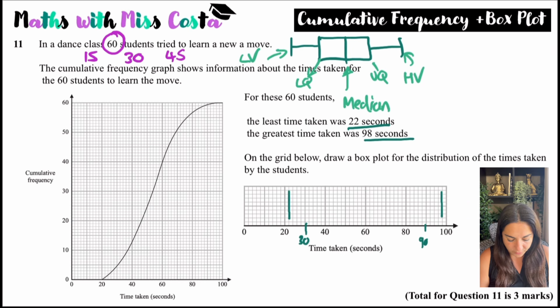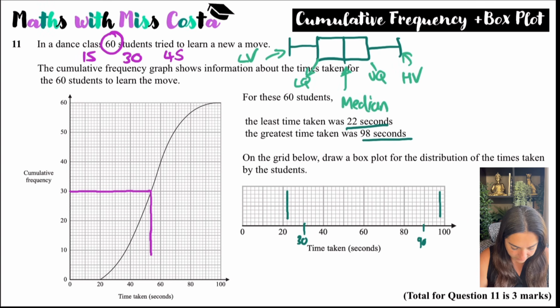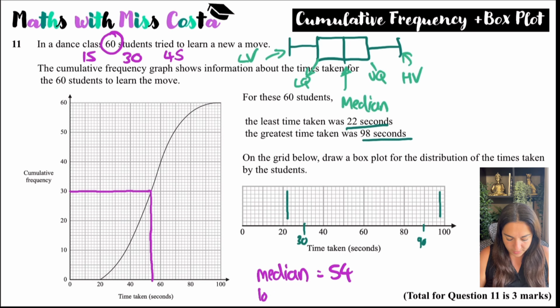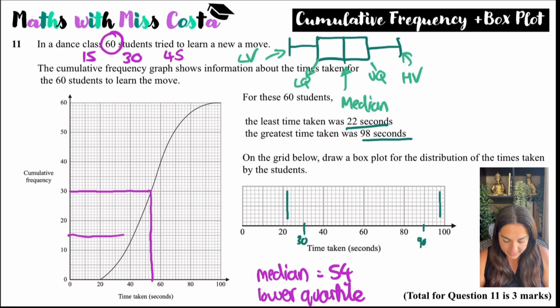So I'm going to read from 30 along my cumulative frequency, go to the graph, and then go down, and that would be 54. So I know that my median is 54 seconds. My lower quartile, I'm now going to find out. So I go to 15, I go across to the line and then down, so that would be 42. And then my upper quartile would be 45.